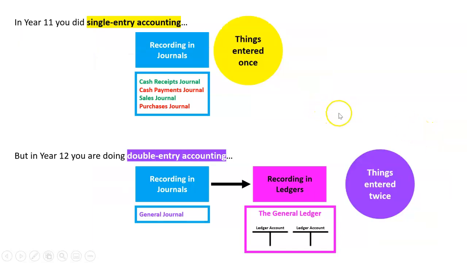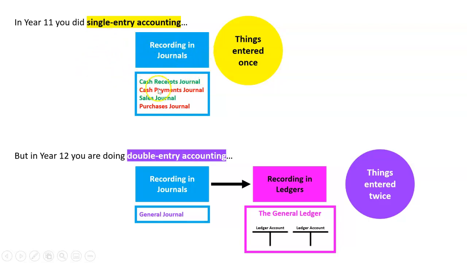So I guess you could say with single entry accounting, things are entered once, whereas with double entry accounting, things are entered twice. So we've got the journals, but also the ledgers. That's not actually why it's called double entry accounting, but that's probably the easiest way to talk about what this entry now is and why we're doing it.